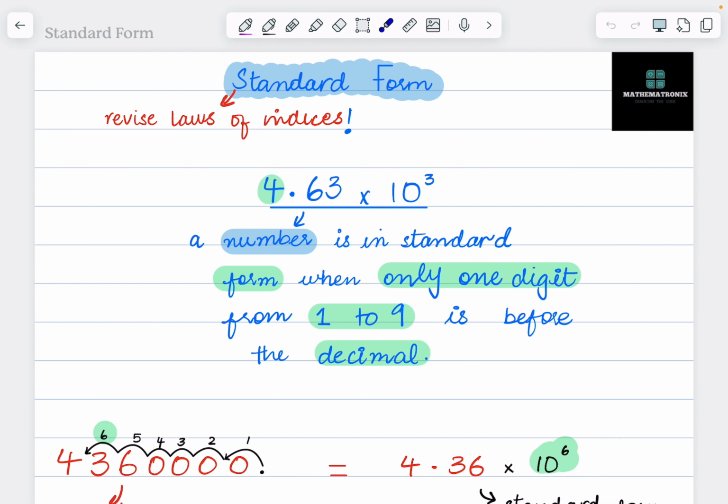Now the question is, how do we know where to move the decimal and how many places to move it? There's a very simple, easy trick. Standard form states that you can only have one digit from 1 to 9 before the decimal. All the remaining digits come after the decimal. Got it? So you can only have one digit from 1 to 9 before the decimal. Clear? That's it. That's how simple it is.